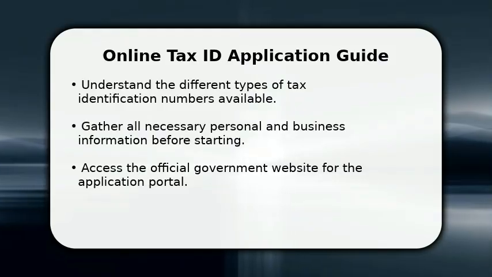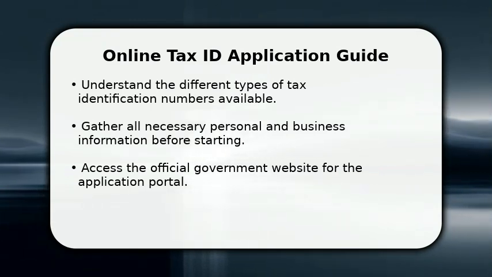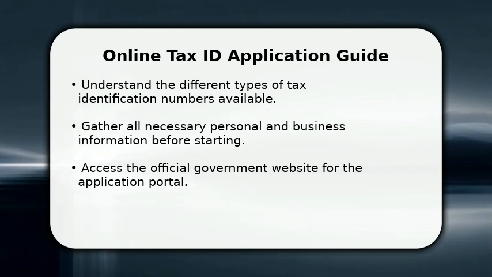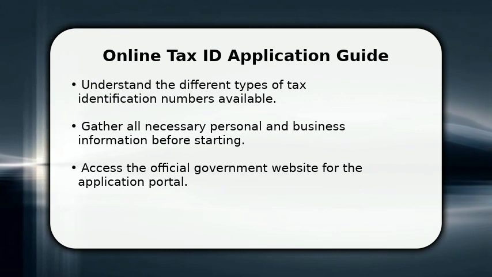In this video, I will explain how to do a tax number online application. First, identify which specific tax identification number you need, such as an EIN for businesses or an ITIN for individuals. Next, ensure you have all required documents and information ready, including legal names, addresses, and business structure details.